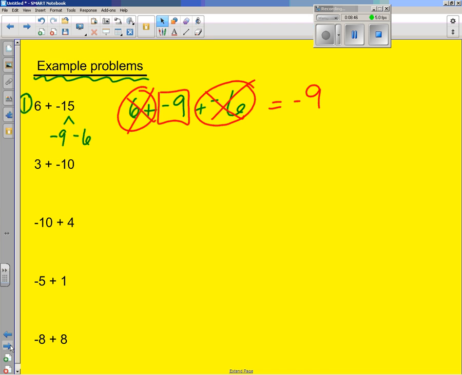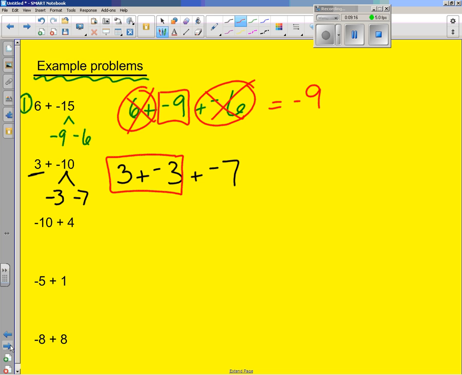Number 2. I have 3 plus negative 10. I covered it up, sorry. I'm looking for the additive inverse of 3 to try and cancel it out. So I'm going to take my negative 10, split it up into negative 3 and negative 7. If I then rewrite my expression, 3 plus negative 3 plus negative 7, once again, I'm going to look for my additive inverses. We know that additive inverses cancel each other out to equal 0. So I am left with this negative 7 right here.